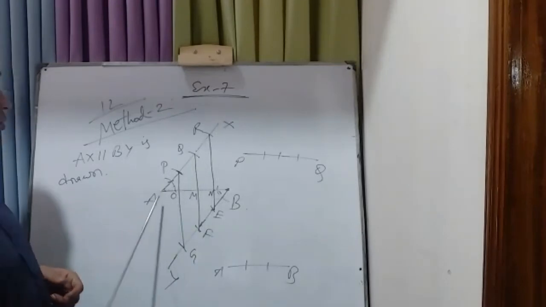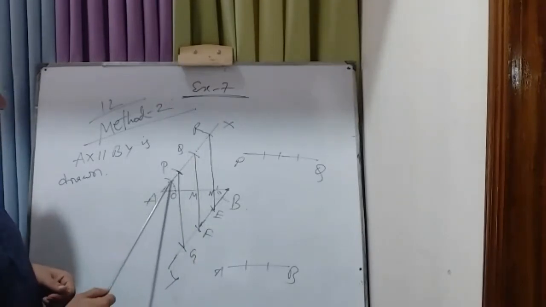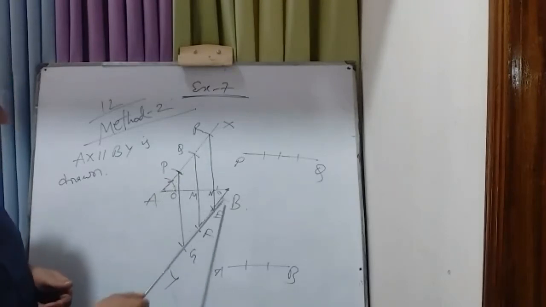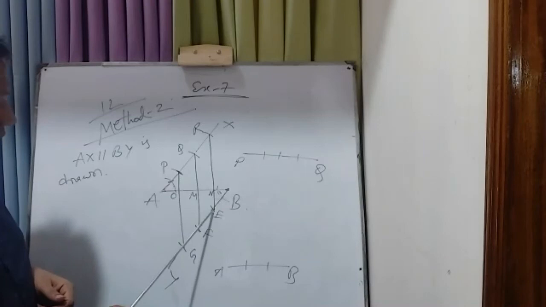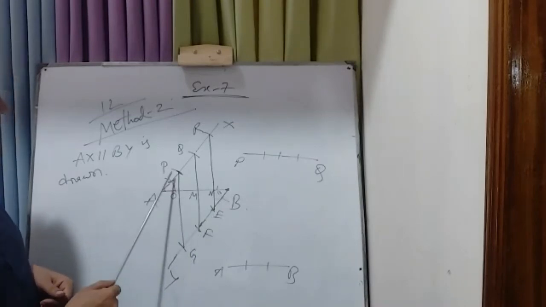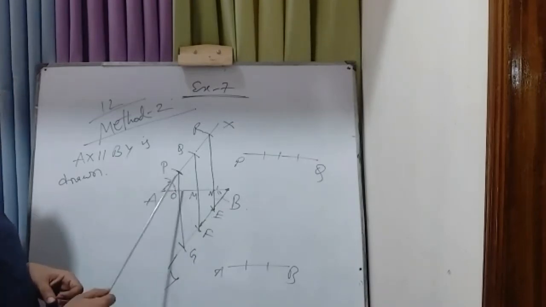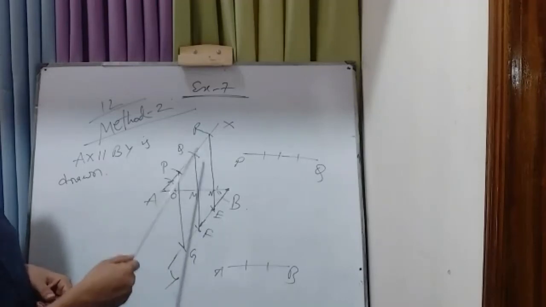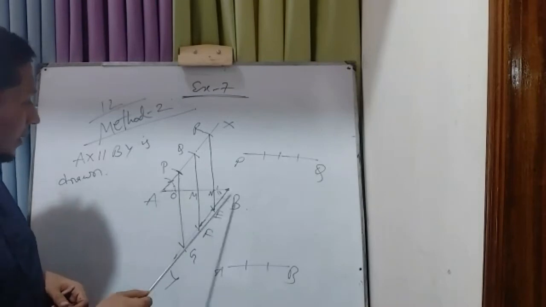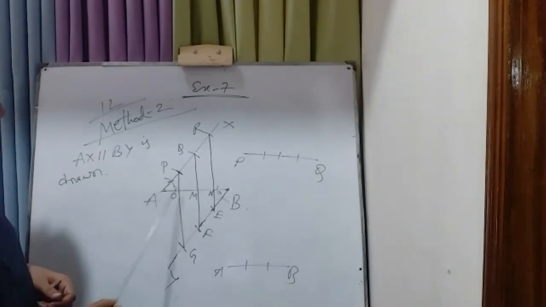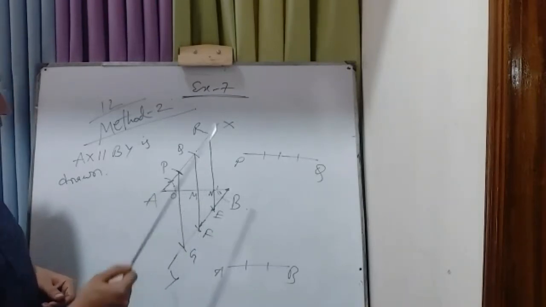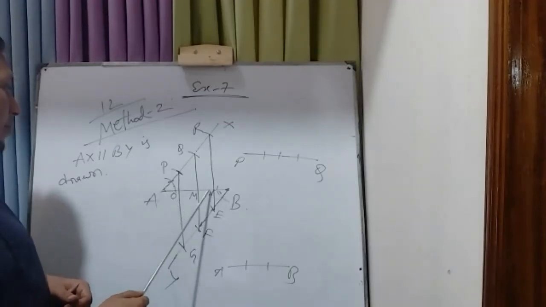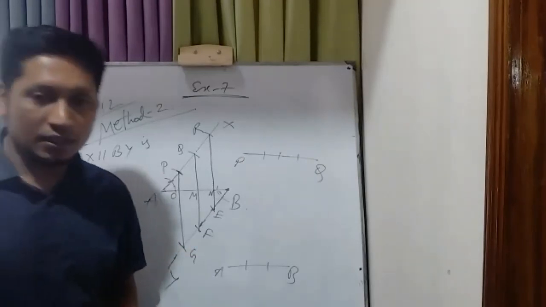From AX, we cut 3 equal portions, AP, PQ, and QR. And from BY, we cut another 3 equal portions, BE, EF, and FG, equal to length AP. Now we join PG, QF, and RE. Let them meet the line AB at the points O, M, and N respectively. So the line AB has been bisected at the points O, M, and N into 4 equal parts.